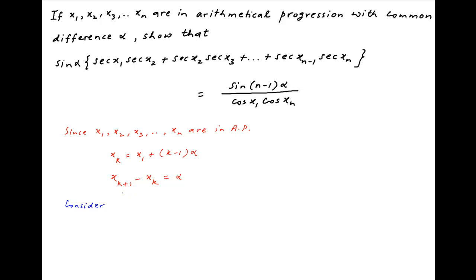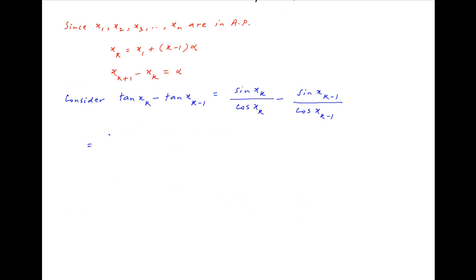Next, consider the expression tan of xk minus tan of x(k-1). The first term can be written as sine of xk divided by cos of xk, and the second term can be written as sine of x(k-1) divided by cos of x(k-1). Taking a common denominator, the numerator becomes sine of xk times cos of x(k-1) minus cos of xk times sine of x(k-1), and the denominator is cos of xk times cos of x(k-1).